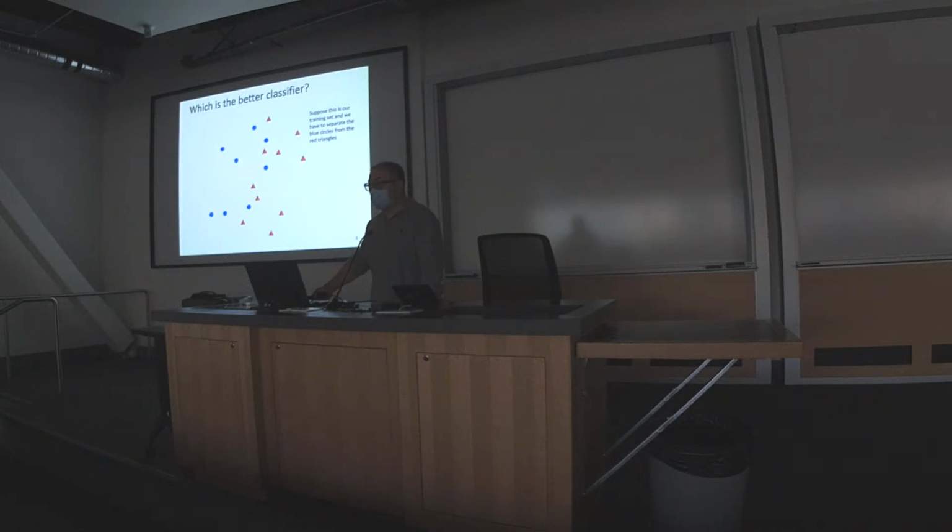But here, I want to use a more straightforward way, right? For example, I can just draw a curve. And I can use this curve to perfectly separate every blue circle from the red triangles, right? And suppose this is your learned classifier. This is its decision boundary. What's the training error?